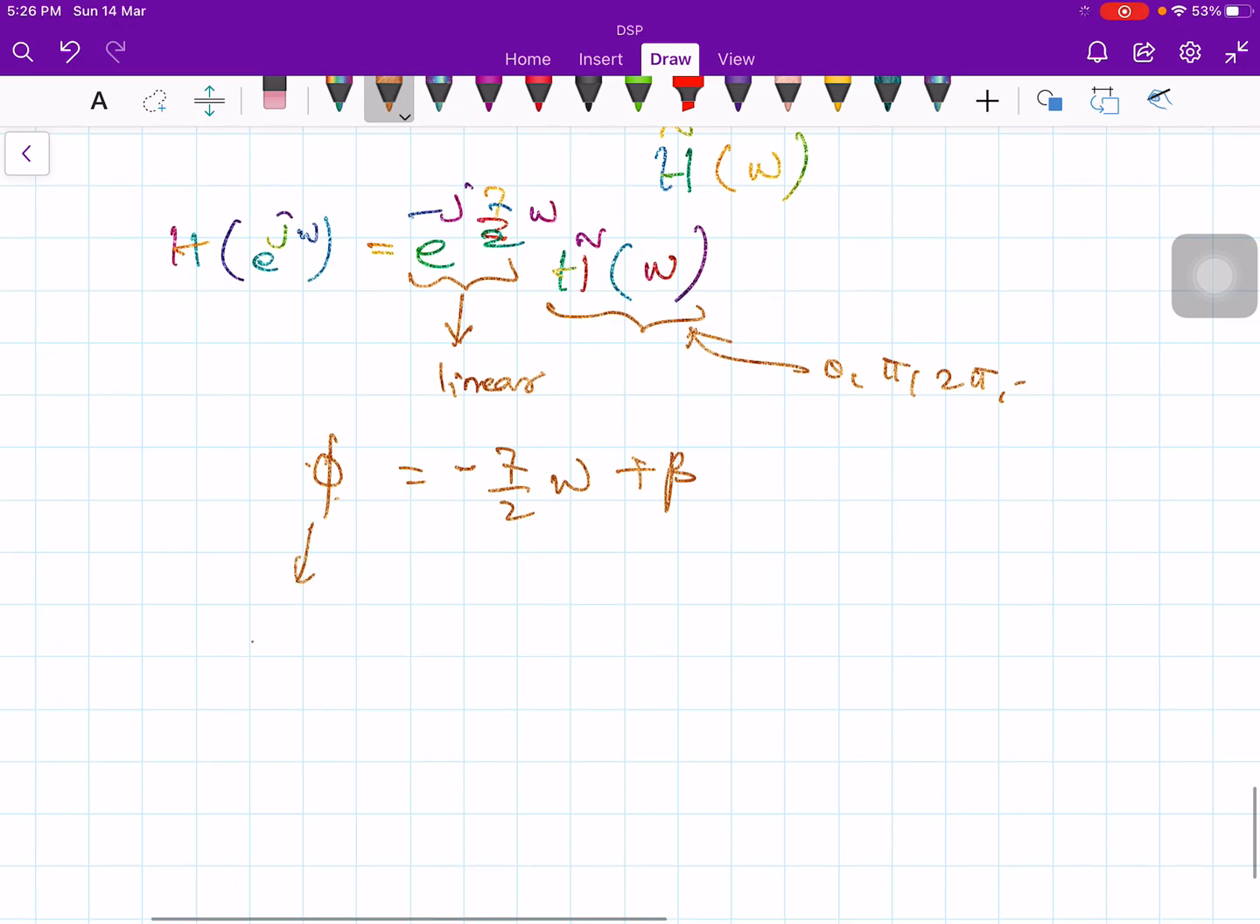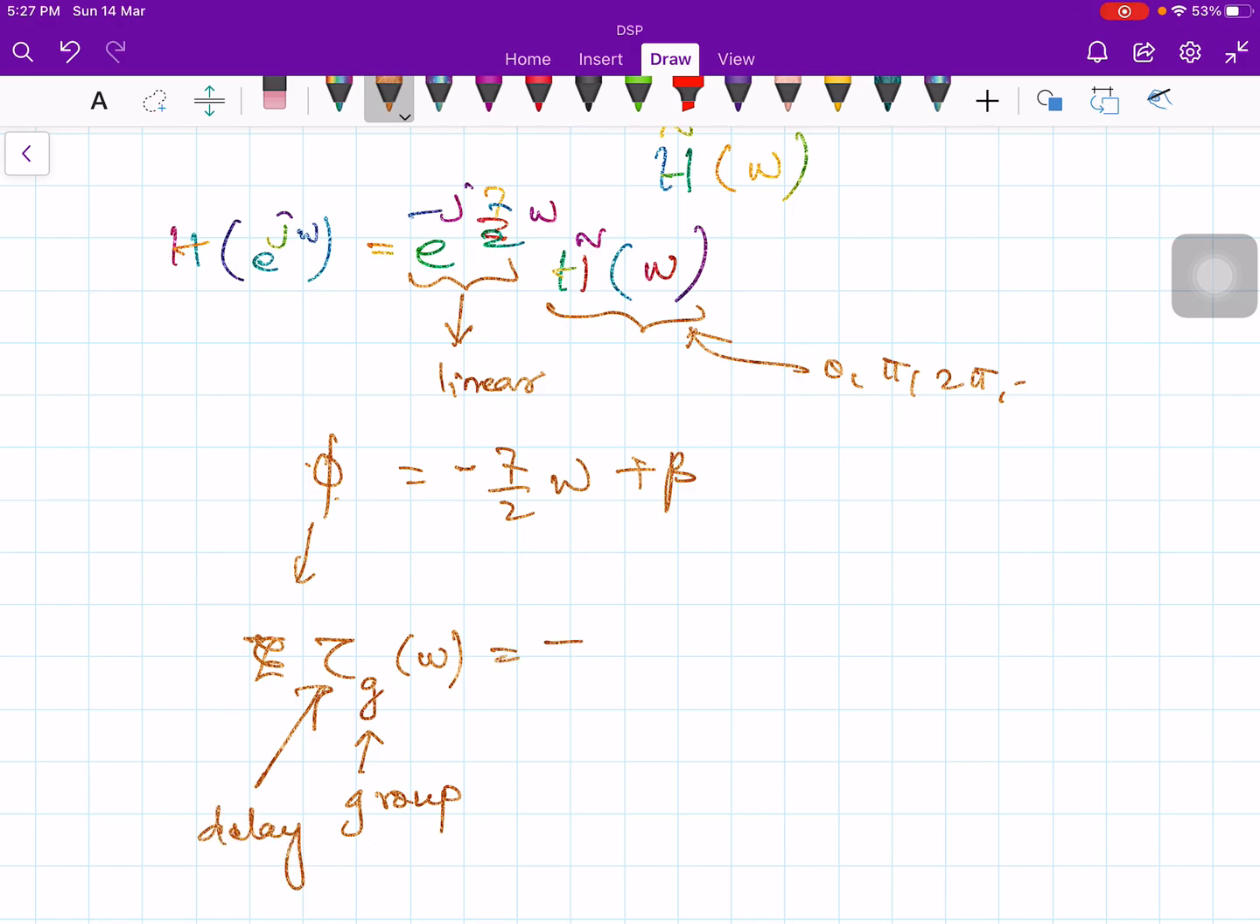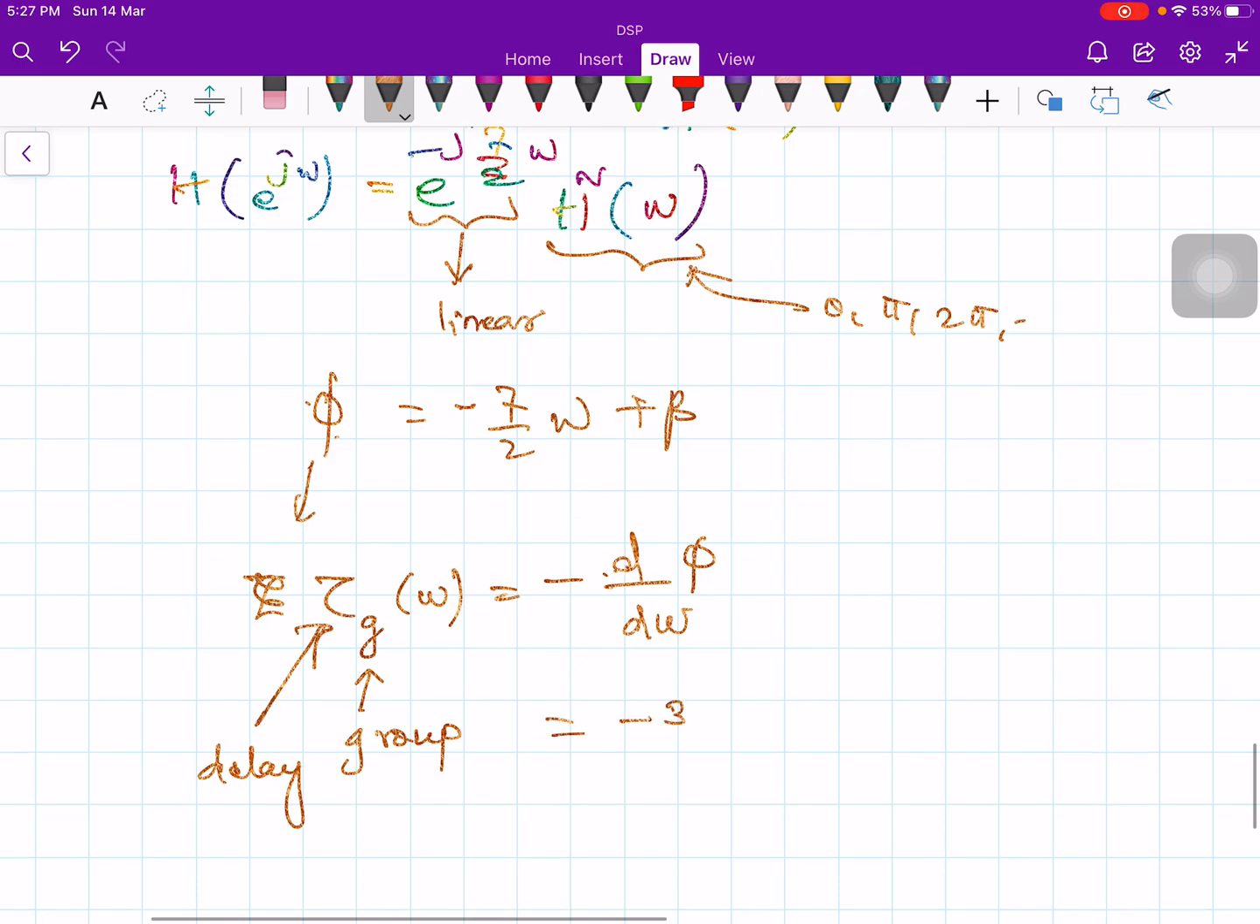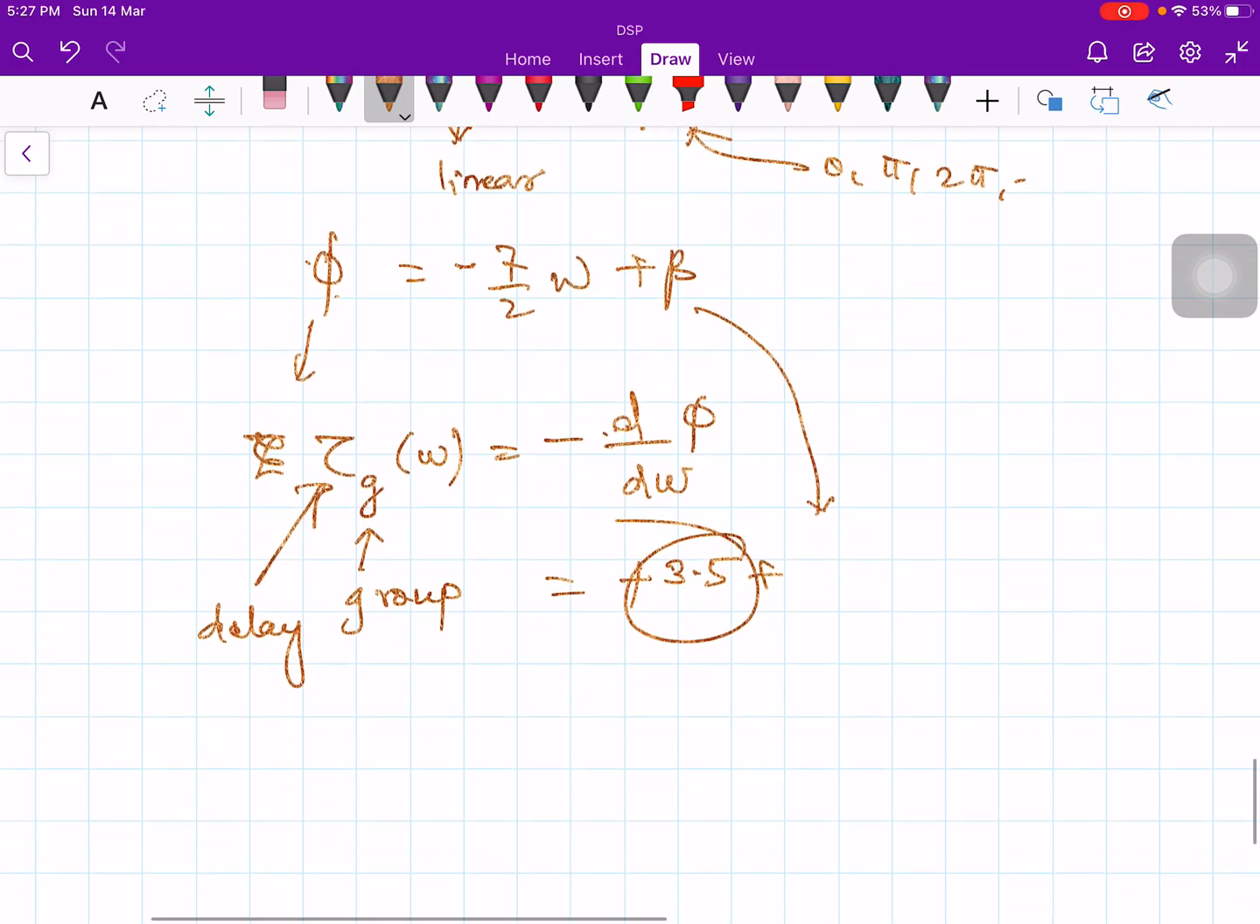Group delay, as I said, is denoted by tau suffix g of omega, where g denotes group and tau denotes delay, and this is equal to the negative gradient, that means the differentiation of your phi with respect to omega. So minus, sorry, plus 3.5 plus this term, anyway you can't differentiate discrete points. So the delay is obtained as 3.5 samples. This 3.5 indicates 3.5 seconds or microseconds or milliseconds, doesn't matter.